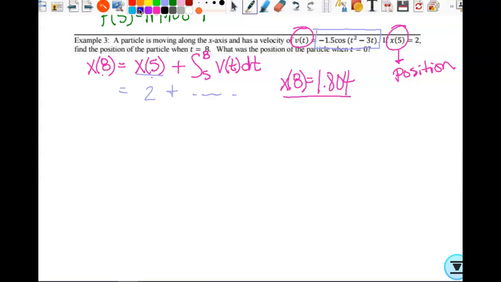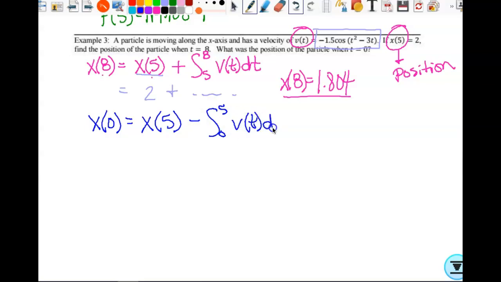All right, so then I also want x of 0, right? I'm still using x of 5, right? I want to take the integral from 0 to 5. Is this going to be plus or minus? Minus v of t dt. And remember, what I'm typing in right here is a 2.